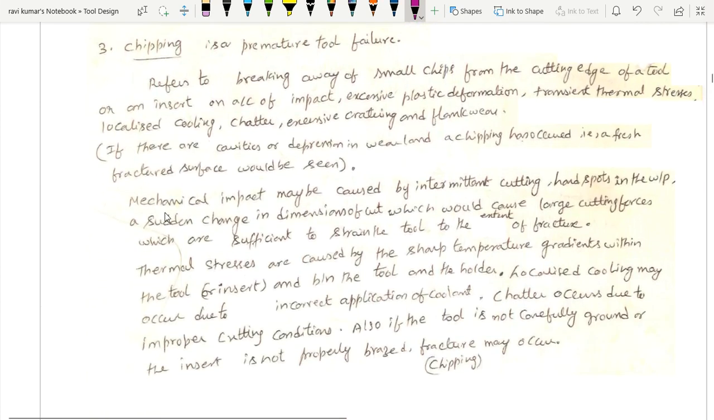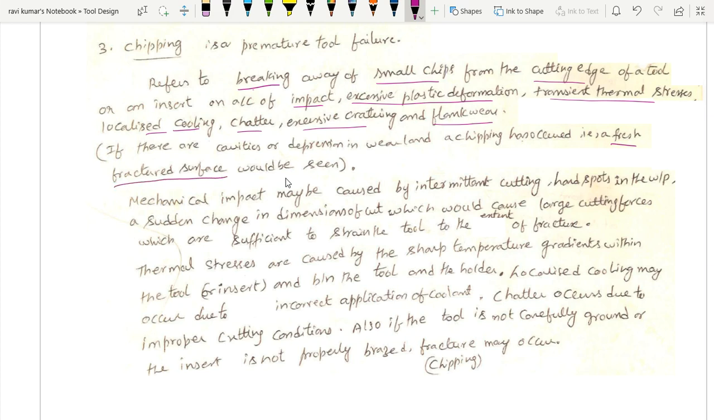Still another type of damage is chipping. This chipping is nothing but a breaking away of small chips from the cutting edge. It occurs because of impact, excessive plastic deformation, transient thermal stresses, localized cooling, chatter, excessive cratering, and flank wear, right? Once we see a fresh fractured surface, the indication is that a chipping has occurred.